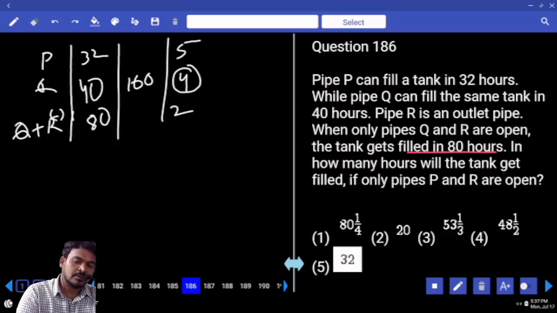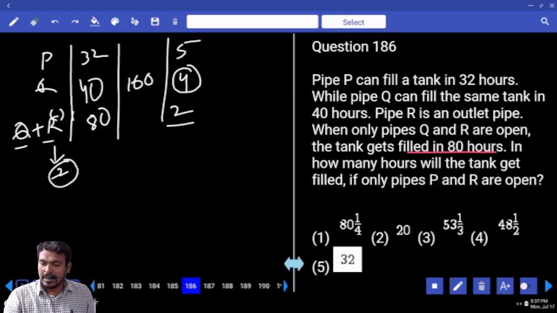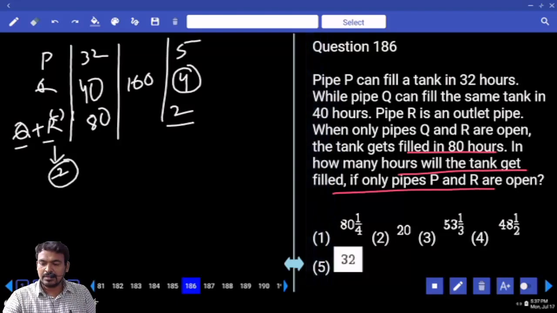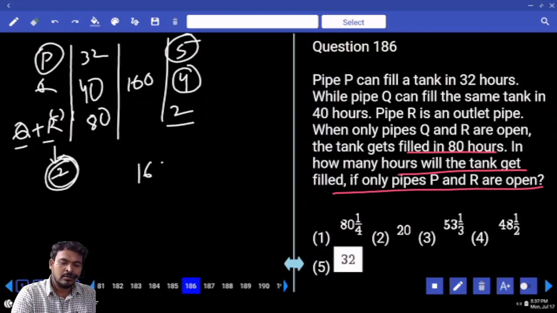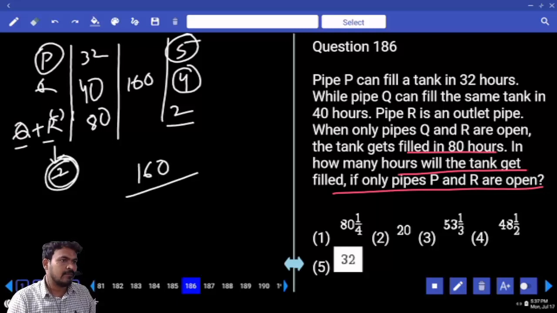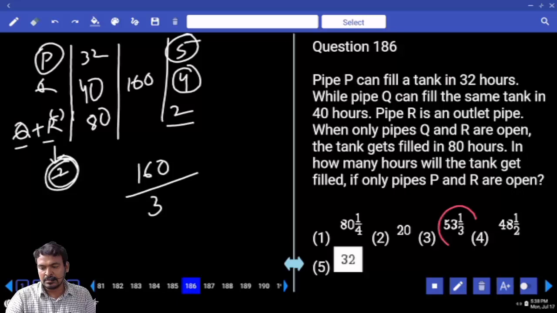Already Q efficiency is 4 parts. Q plus R is 2 parts, so R must be minus 2 or plus 2? Minus 2. And in how many hours will the tank get filled if only P and R open? What is the P efficiency? 5 parts. R efficiency minus 2. What is the total tank? 160 by 5 minus 2, means 3. 160 by 3. What is the answer? 53 and 1 by 3.